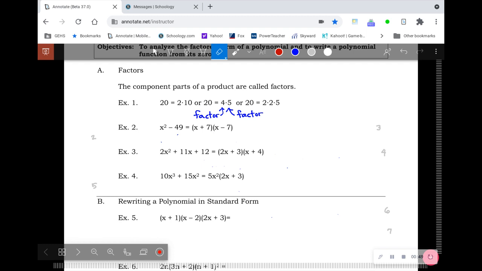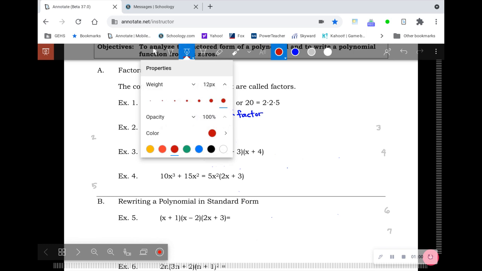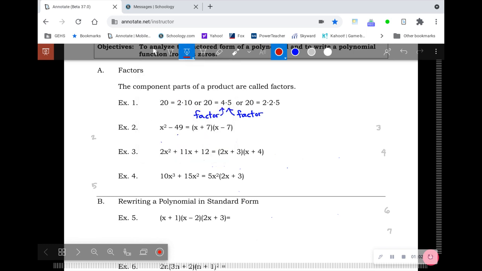Okay, in the next example, you see the x squared minus 49 there. That's called the standard form version. But because of the multiplication that's right in the center of this problem over here, there's a multiplication right there. The factored version is the one on the right where it says x plus 7 times x minus 7. So we have the second factor is that x minus 7, and the first factor is this x plus 7.